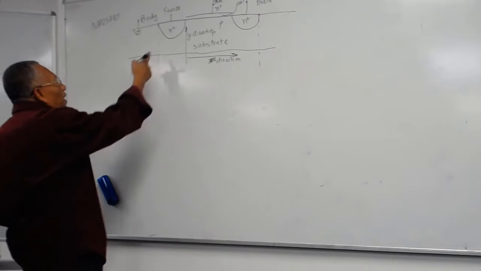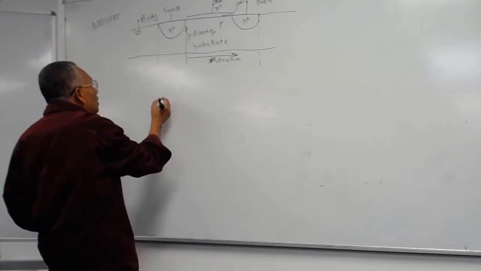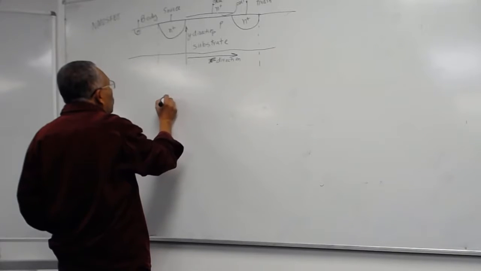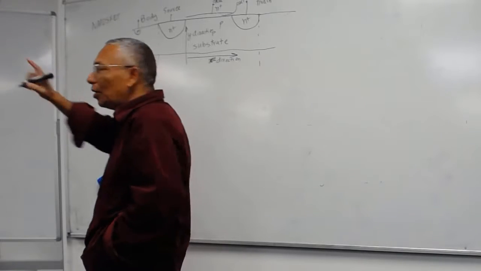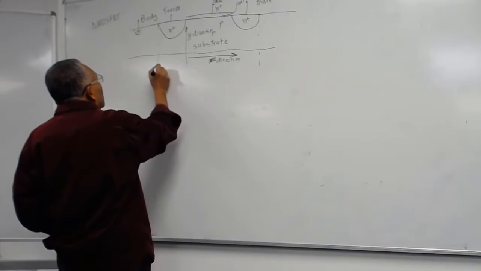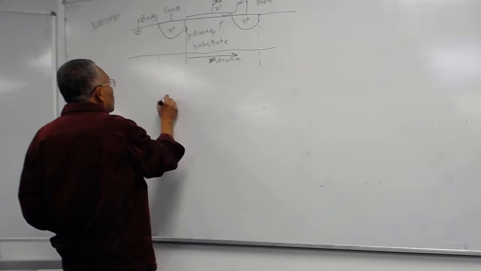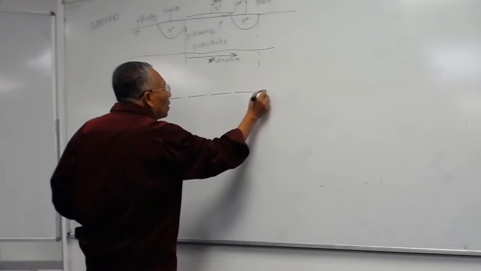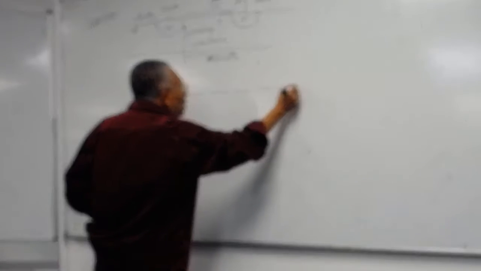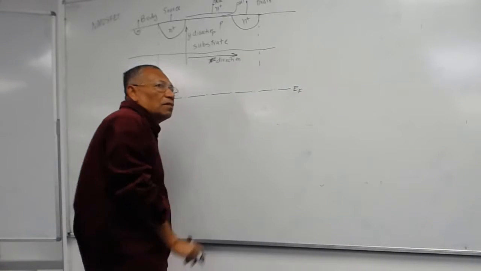So we'll start again from the x direction. For the x direction, we'll go again. So you first draw the Fermi energy level. Go straight, between here and here. This is E_F.